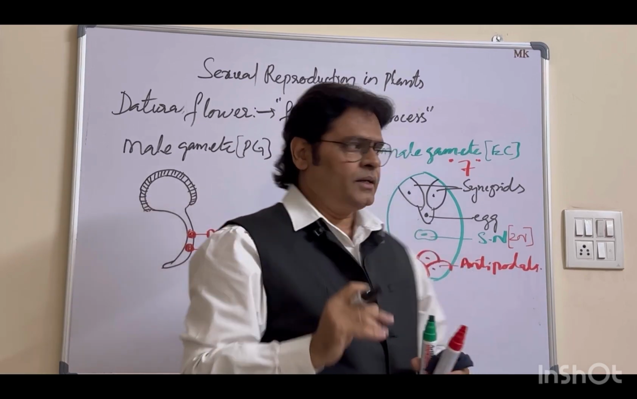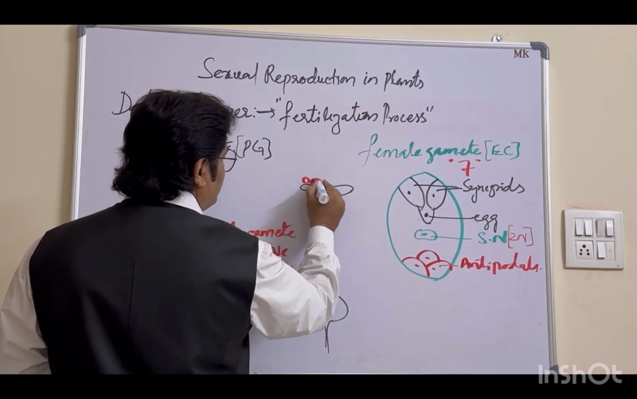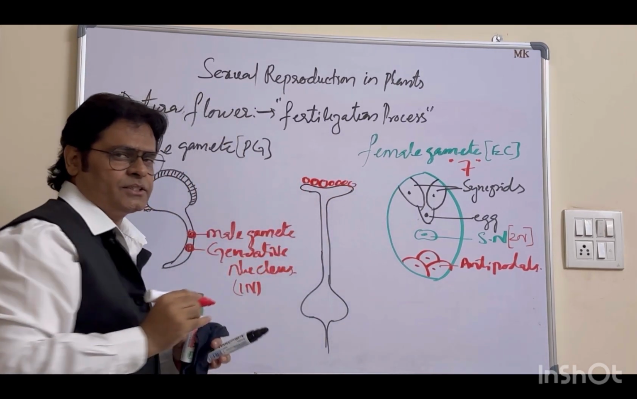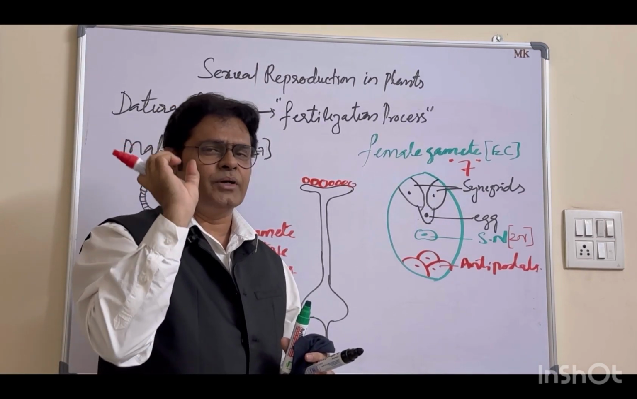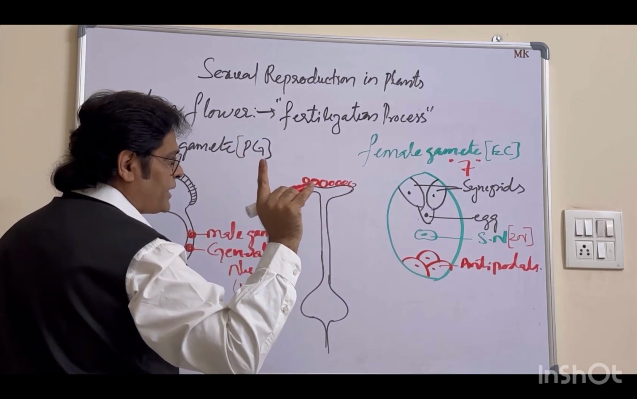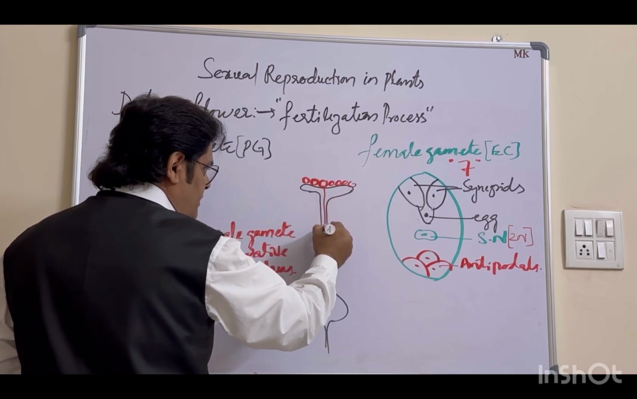Clear? So a large number of pollen grains will be stagnant on the stigma. Many, many will be there. This stigma will be very sticky in structure, so that it can easily catch the pollen grain. So many pollen grains will sit on the stigma, but only one pollen grain will get the chance to get inside the pistil.